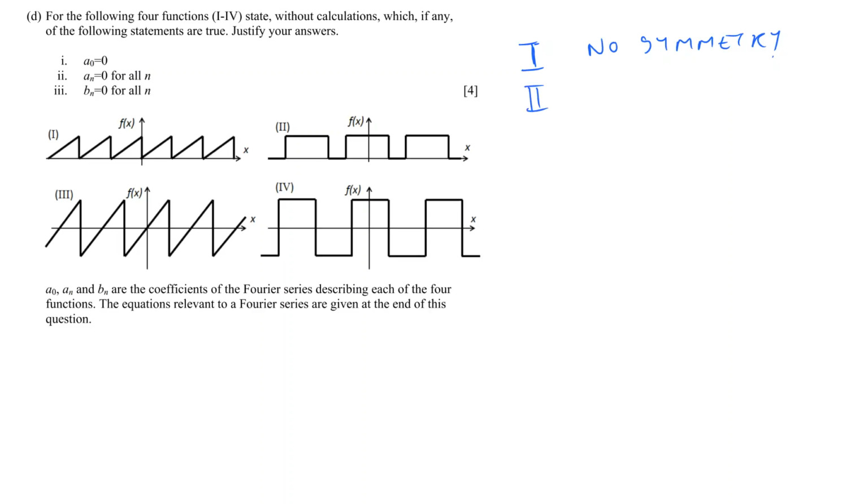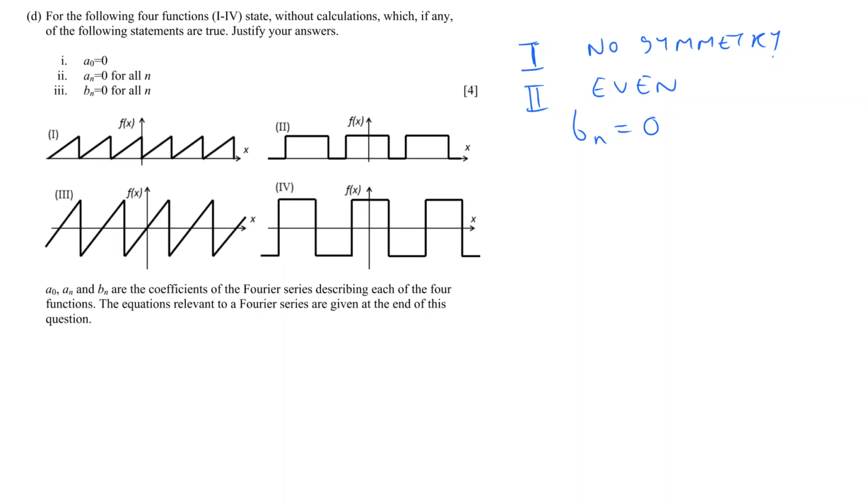If we look at function number 2, we can see that this has even symmetry. Because it has even symmetry, there can be no sine components in the Fourier series, because all the sine components have odd symmetry. So we can say that for this function, Bn has to be equal to 0 for all values of n.